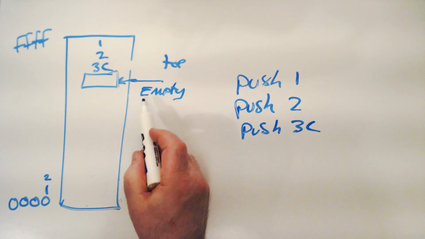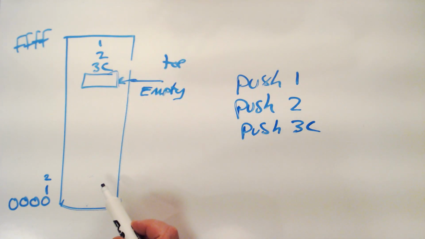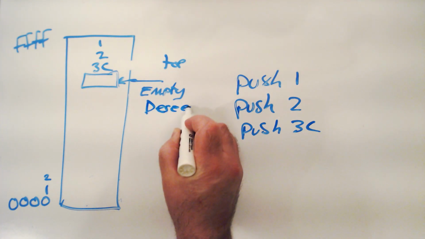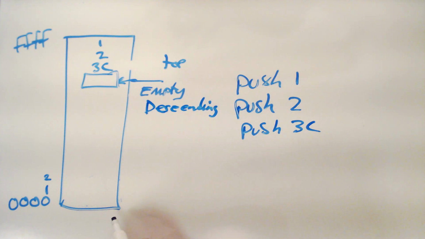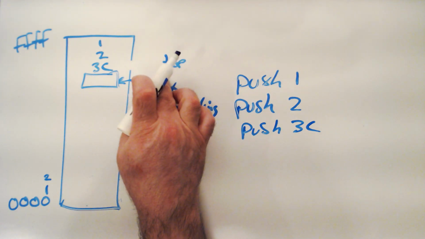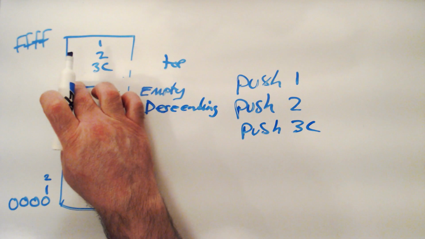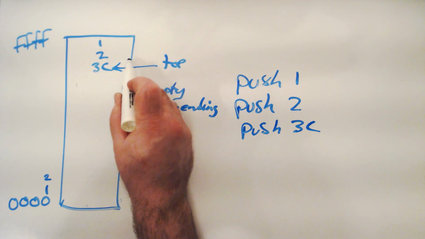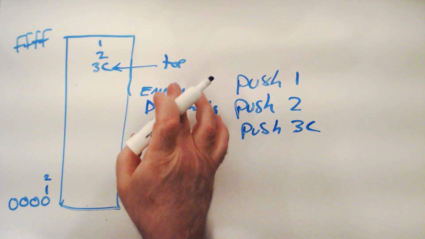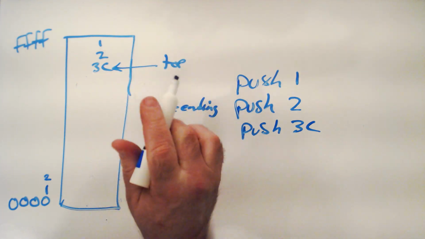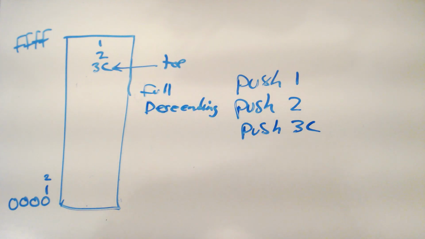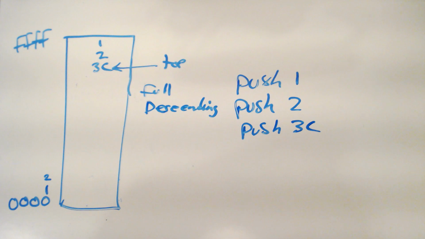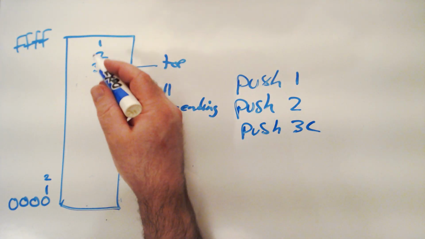And we would call this an empty descending stack. All right. If, on the other hand, top always points at the last item that was put into the stack, we call that a full descending stack, because the top points at the last thing that was filled. And this is true whether it's growing up or down, right?